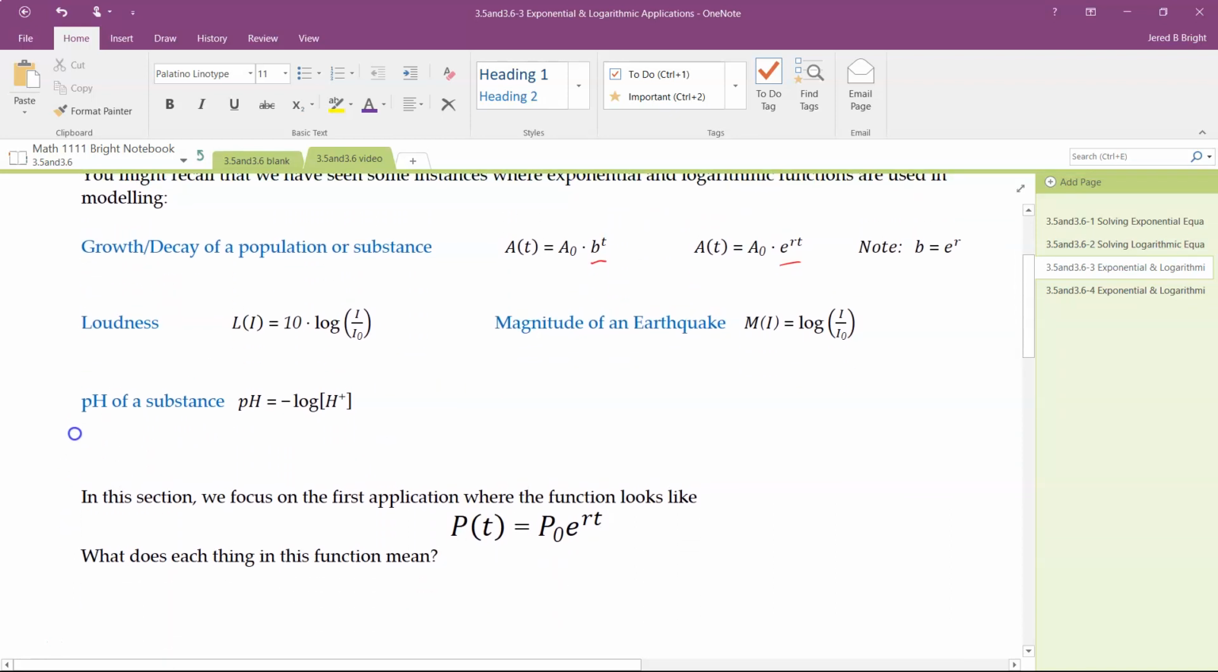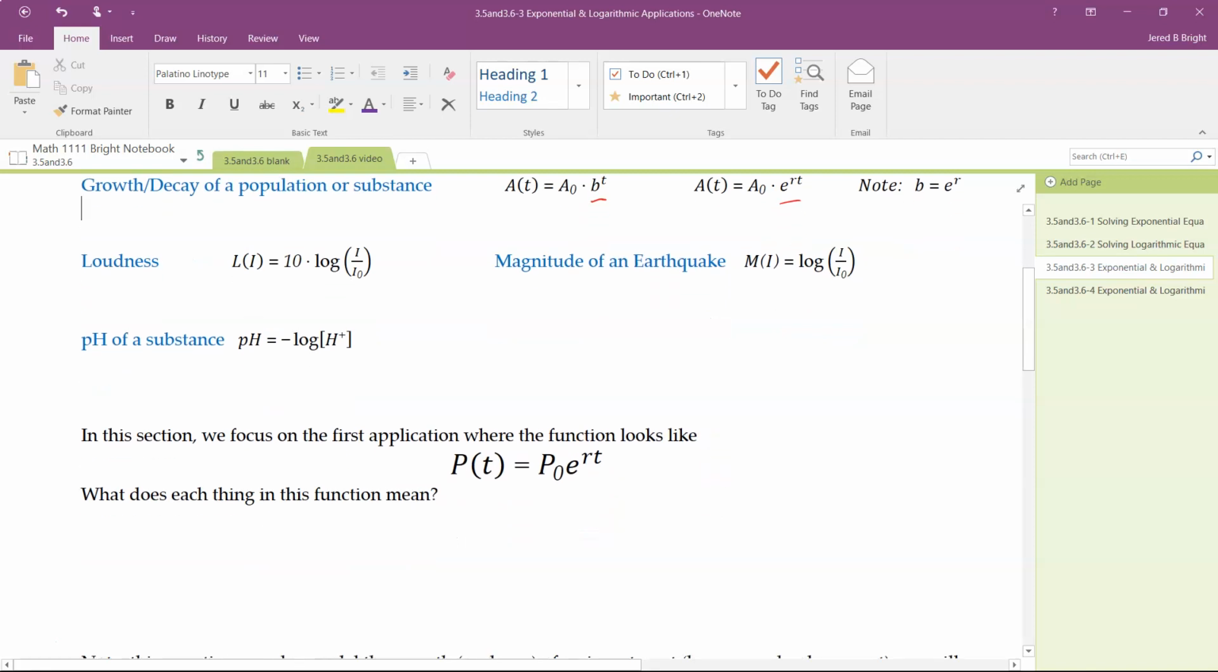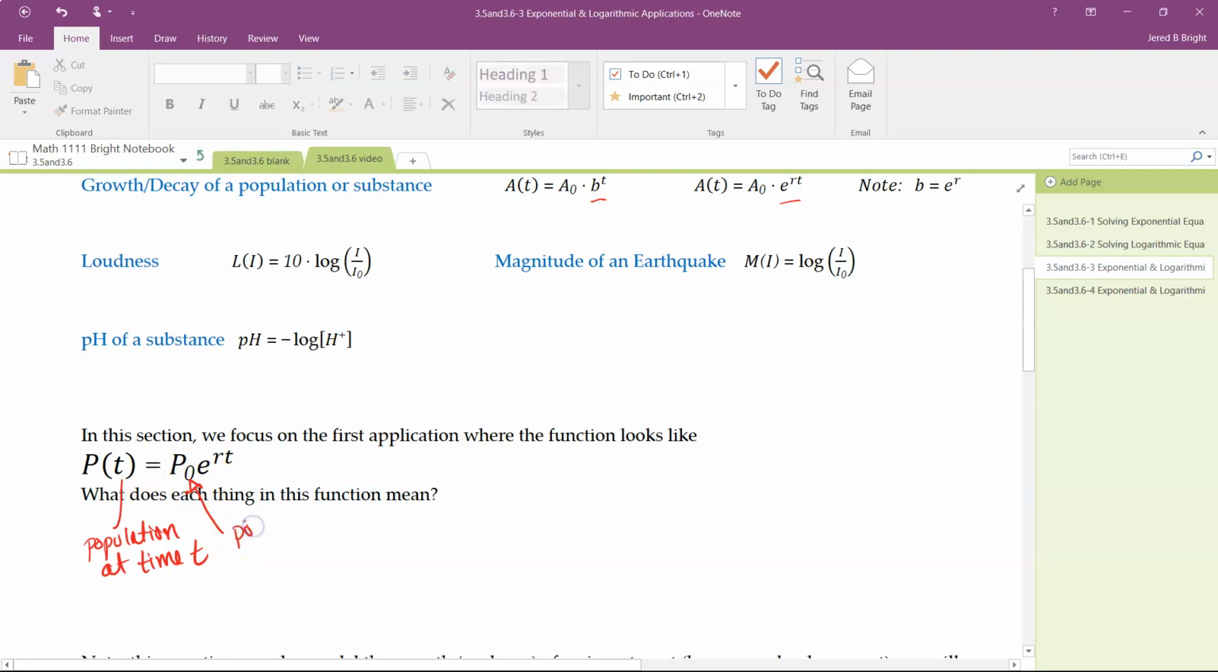Now, above I used A of t. That can represent amount. If we use P of t, it just depends on what we're talking about. In the context of a population, that's why we're using P. P of t represents the population at time t. Could be in years, could be in seconds, could be minutes. P sub 0 represents the initial population.